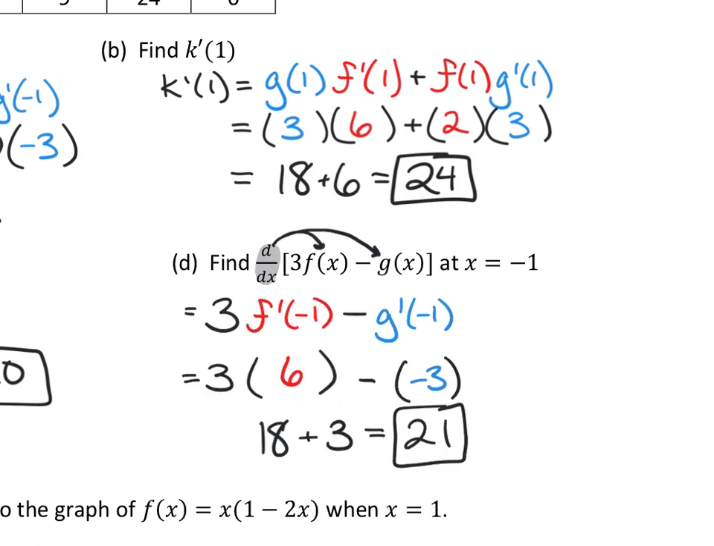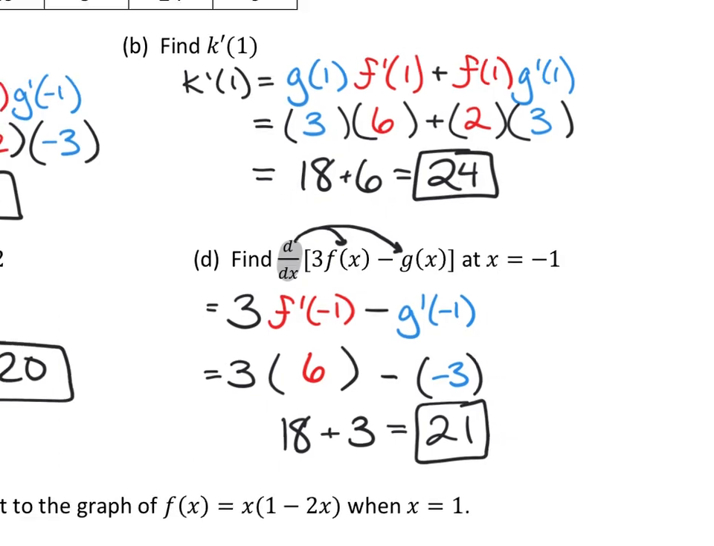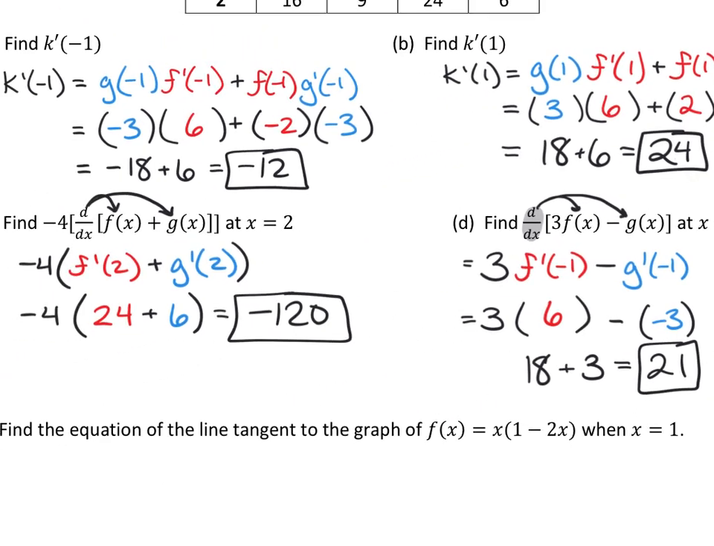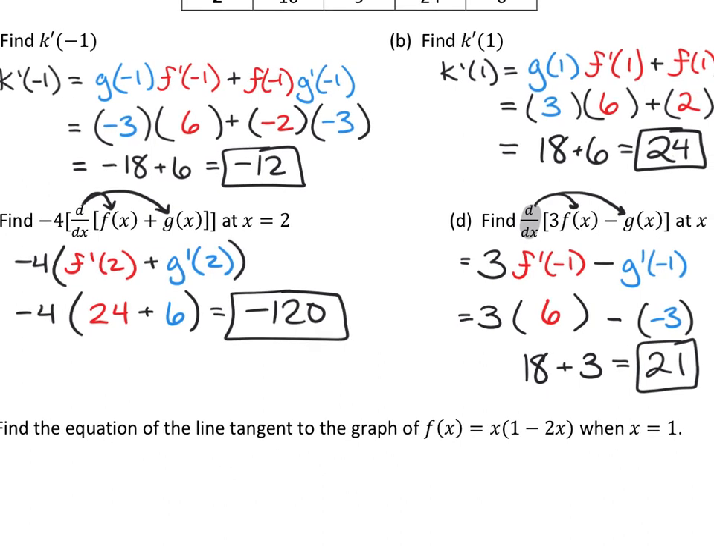Did y'all get 21? Yes. Hooray. Now this time, just to make a difference between why I didn't multiply by 3 over everything, can someone tell me why I didn't multiply 3 by everything? Yeah, it's only a scalar multiplier to f, not the entire function. So it's only a coefficient of f, not the entire function.